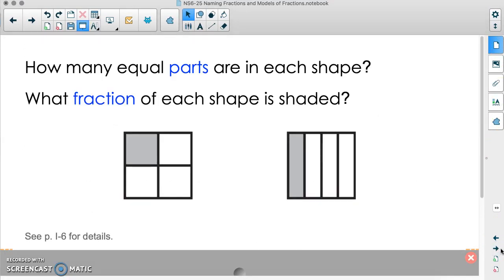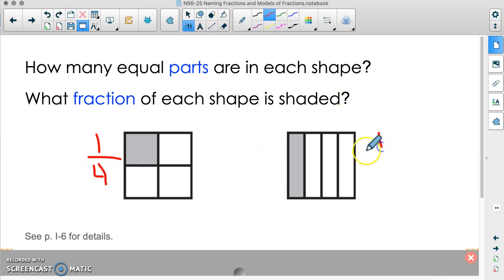Now one last part before you begin your assignment for today. How many equal parts are in each shape? What fraction of each shape is shaded? Well, both of these are representing the same thing. They're both representing 1/4 shaded. It's just that the shaded areas are different. One's a square, one's a rectangle.